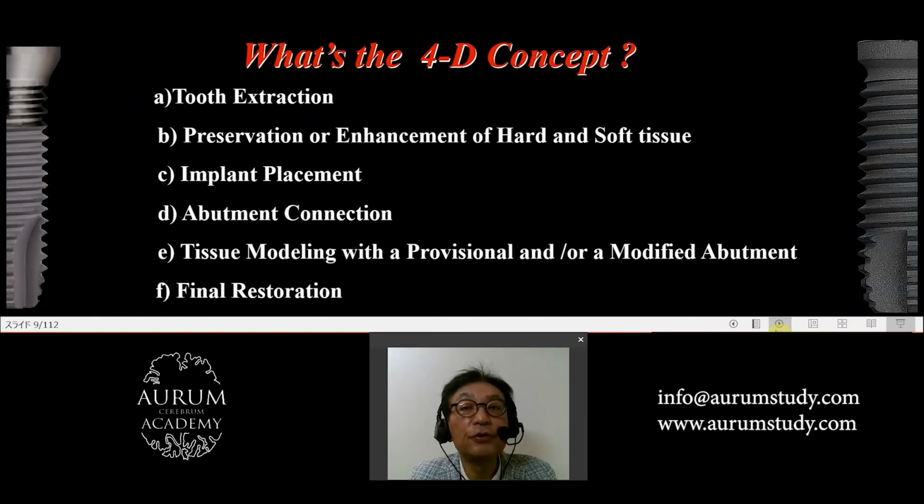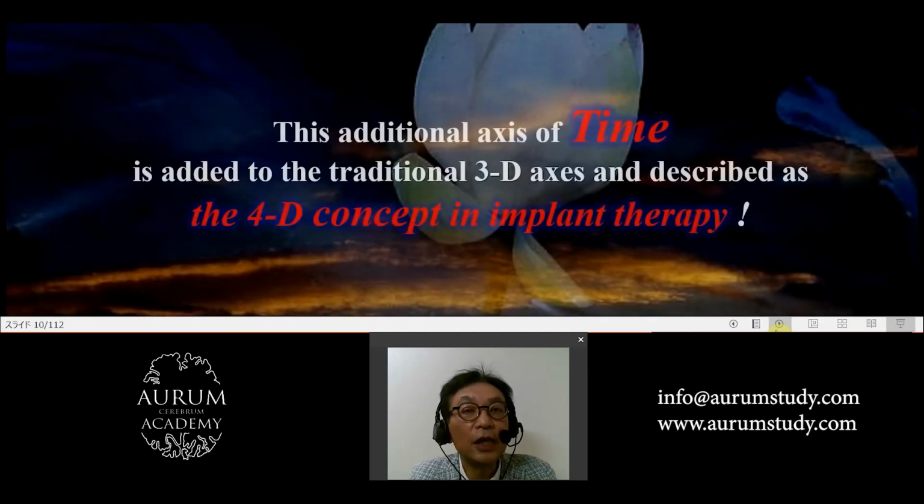Here are the clinical procedures we can list: tooth extraction, preservation or enhancement of hard and soft tissue, implant placement, abutment connection, tissue modeling with a provisional and/or modified abutment, final restoration. For every single procedure, we need to consider optimal timing. This additional axis of time is added to the traditional 3D axis and described as the 4D concept in implant therapy.